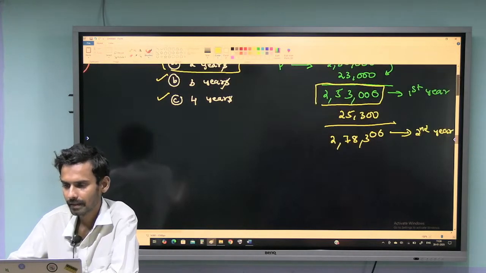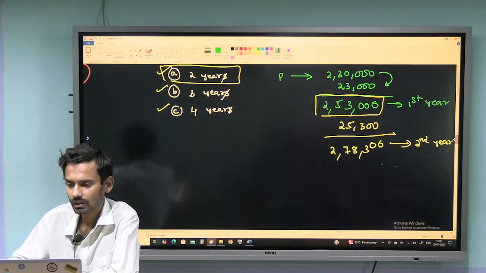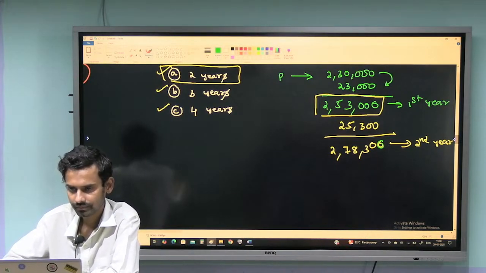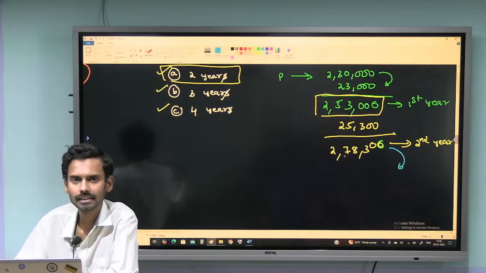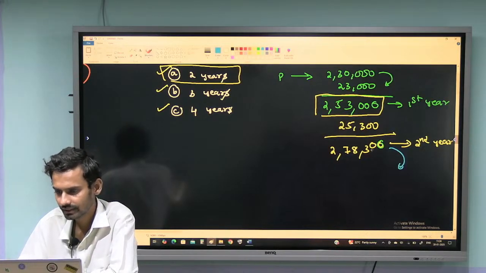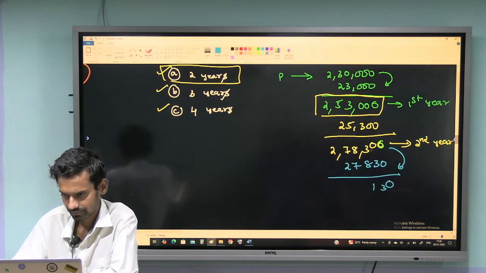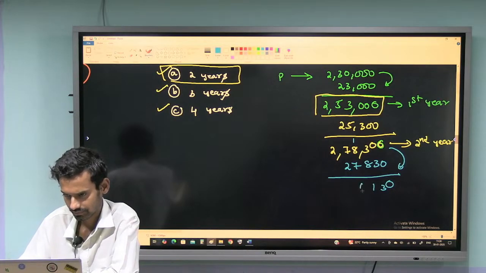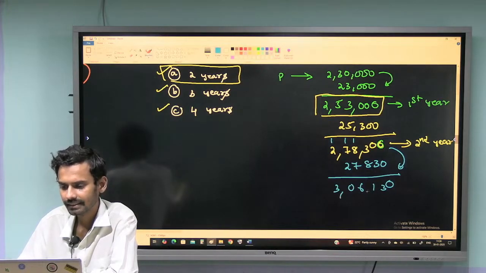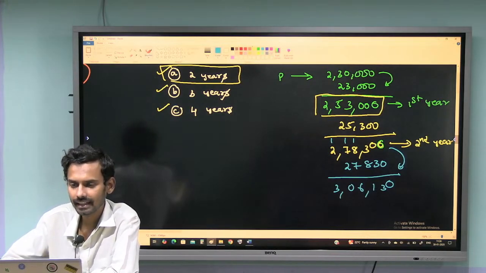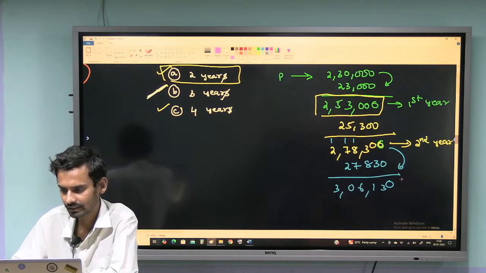Then for third year, again you need to increase this by 10%. So I need to consider 10% of 2,78,300, which is 27,830. So if I add this, I will be getting 3,06,130. So this will be the answer for second sub question, that is the population after 3 years. So this is for third year.